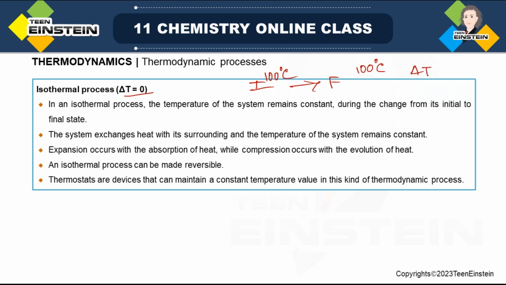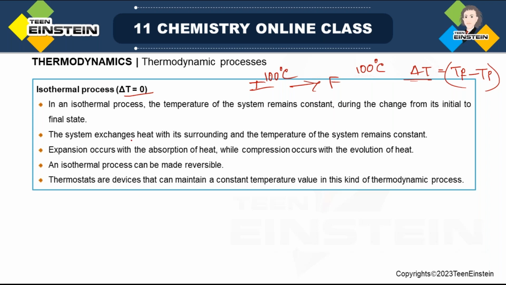So it means it is del T, T final minus T initial, that is del T. Difference. Del means difference. If it is 0, that means there is no change in temperature. Then you will call this process isothermal. Remember, it has nothing to do with individual temperature of initial state or final state. You just have to know whether there is any difference or not. Difference 0 means it is isothermal.